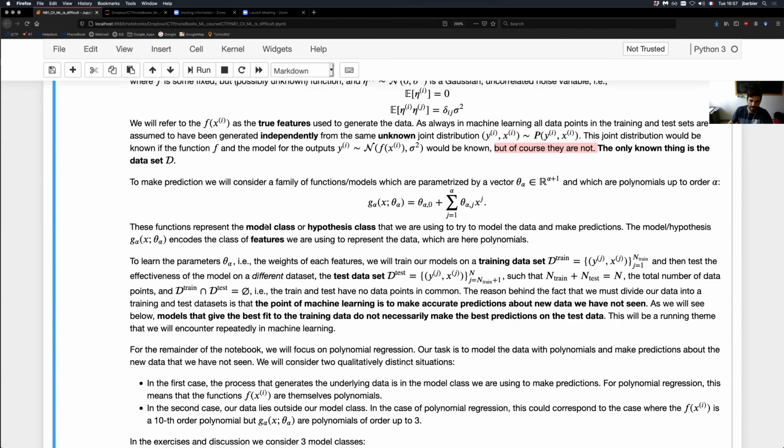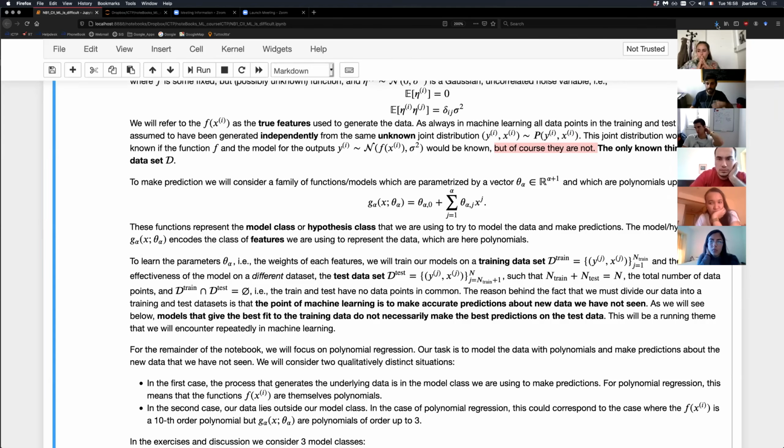These functions represent the model or hypothesis class, and we will use such functions to make predictions. This function encodes the class of features that we are going to use to represent the data, which in this case are polynomials. It must be clear in your mind that sometimes the data that is given to you is what it is, and it has different features, and you don't have to change anything before processing it. But sometimes you have to process it to define features from the data.